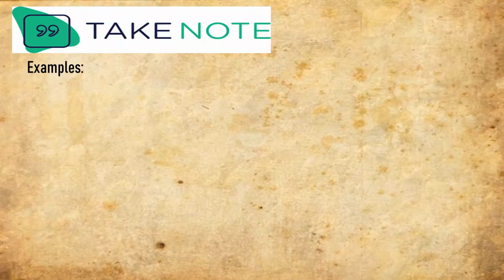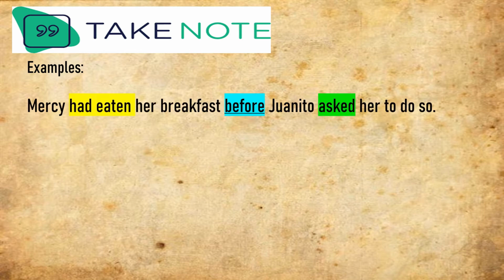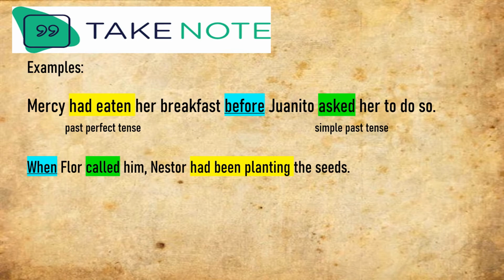In these examples, please take note that the time expressions are highlighted in blue, verbs in simple past tense highlighted in green, and verbs in past perfect tense highlighted in yellow. First example: Mercy had eaten her breakfast before Juanito asked her to do so. The time expression is before, and the verb in simple past tense is asked. The verb in past perfect tense is had eaten because it has the auxiliary verb had and the past participle eaten.